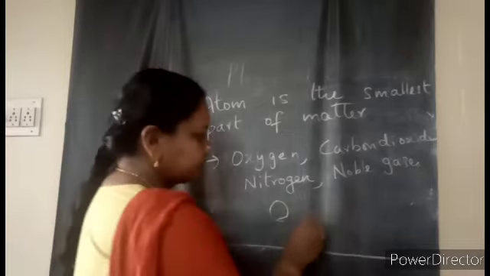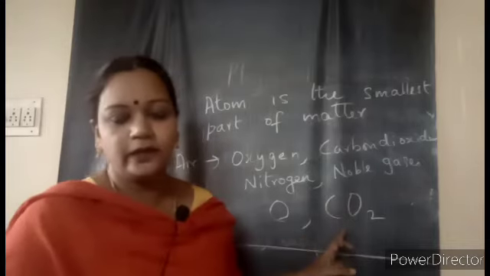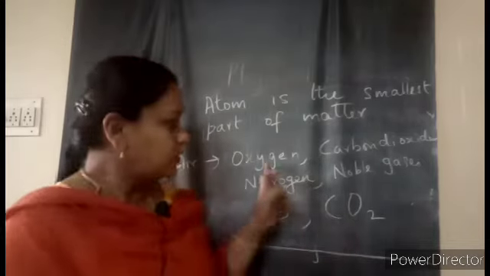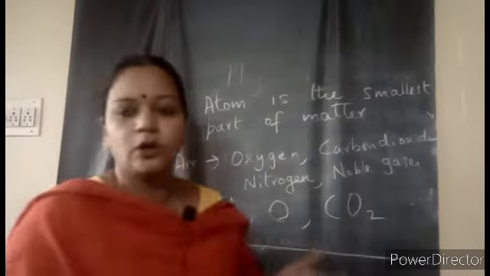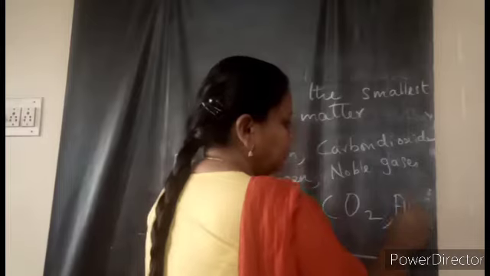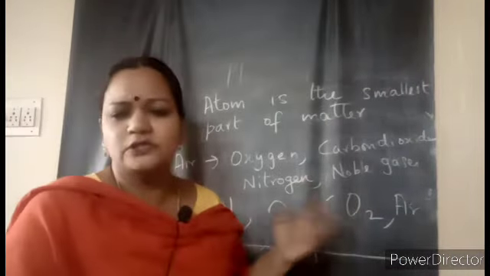How will you represent carbon dioxide? CO2 you might have written. This is the formula for carbon dioxide. Nitrogen you will write as N. Yes, and noble gases argon, neon. Argon you will take as Ar, and neon, like that. Different gases are there. So what are these all actually?